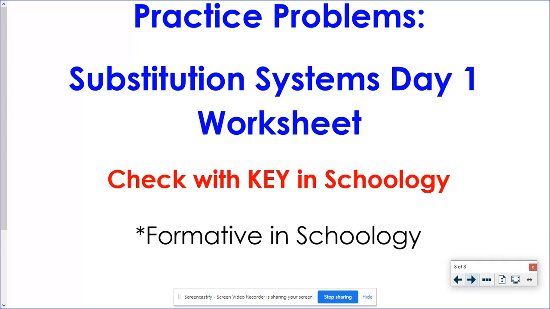Today's worksheet is going to be about solving systems of equations. It's the first day, day 1 worksheet. Make sure that you check your answers in Schoology. You should be either substituting your answers back in or just check it with the answer key. And then don't forget about the formative in Schoology. Let me know if you need any help.